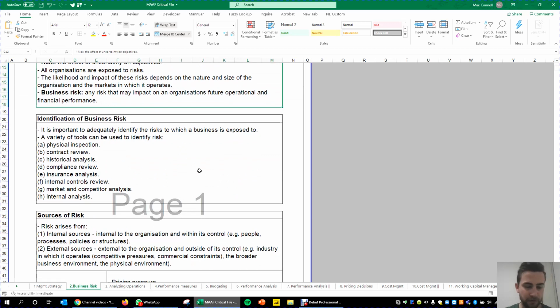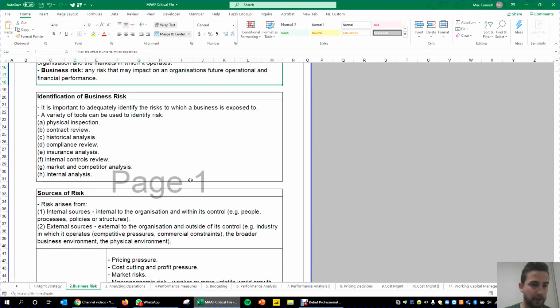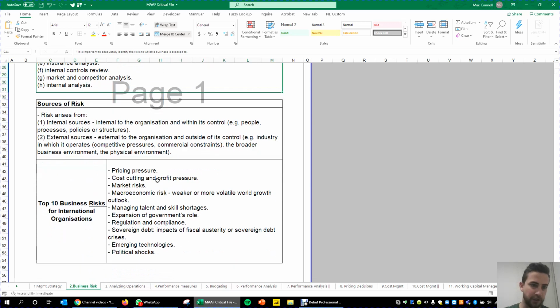The MAAF critical file gives us various ways that you can identify business risks. Most of them are self-explanatory, so physical inspection, contract review, historical analysis, and so forth. There's generally two sources of risks. Number one is internal. Number two is external.